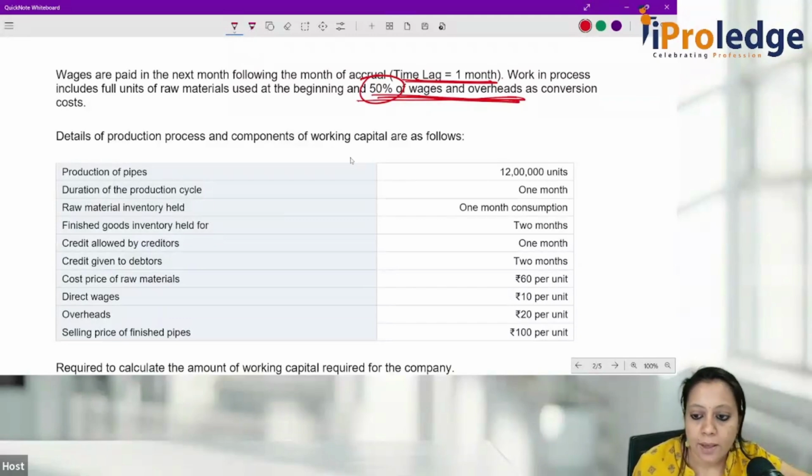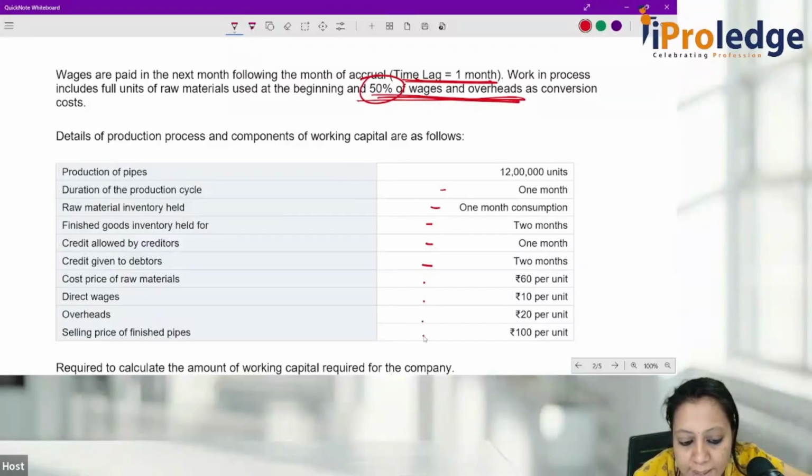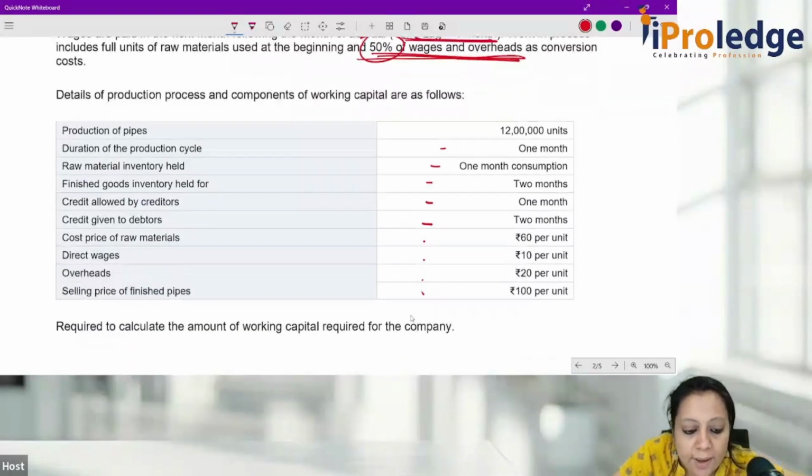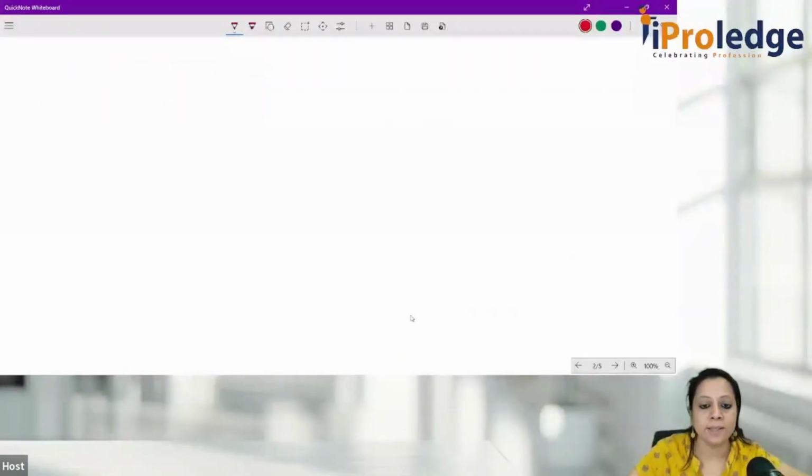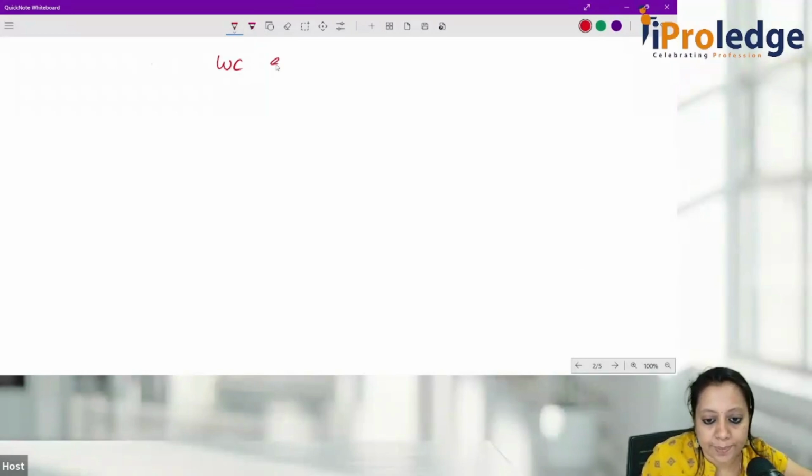Okay. So now next, they have given production of pipes, duration of pipes production cycle. Raw material held is 1 month. Finished goods held is 2 months. Credit allowed by creditors is 1 month. Credit given to debtors is 2 months. Cost of raw materials, direct wages, overhead, selling price, everything is given to us. Calculate the amount of working capital required for the company. So it is working capital estimation. Let us see how to do it.